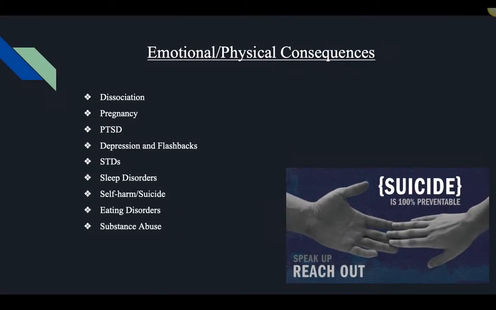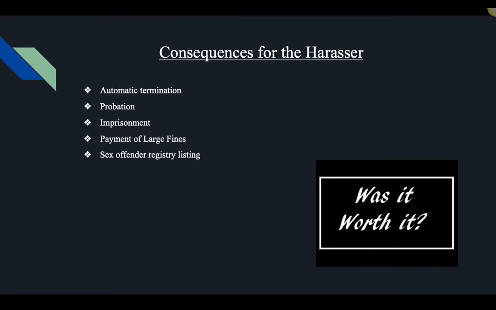These are some of the emotional and physical consequences of sexual harassment: dissociation, pregnancy, post-traumatic stress disorder, depression and flashbacks, sexually transmitted diseases, sleep disorders, self-harm or suicide, eating disorders, and substance abuse. These are some of the consequences for the harasser: automatic termination, probation, imprisonment, payment of large fines, and sex offender registry listing, which can affect future employment opportunities.